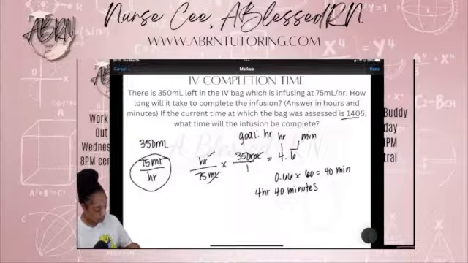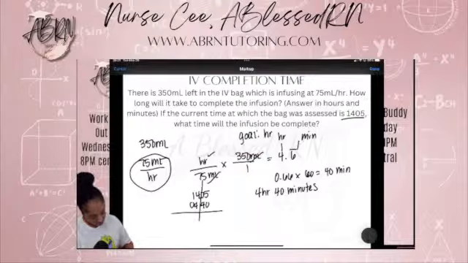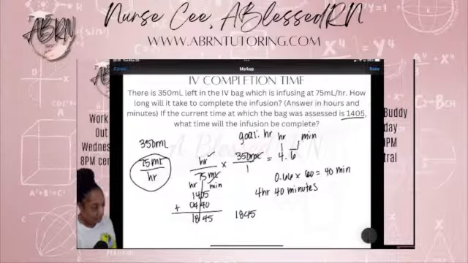So if you start at 14:05, which is 2:05 in the afternoon, and you add 4 hours and 40 minutes, we'll do it like that. This is going to be your minutes right here. This is going to be your hours. So that's going to be 45 minutes on this side, and this is going to be 18. So you'll end the infusion at 18:45, which is 6:45 in the evening.